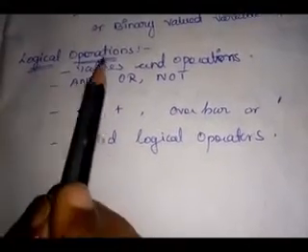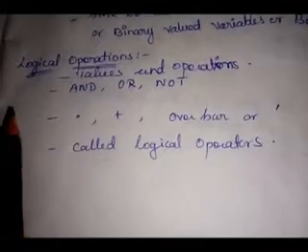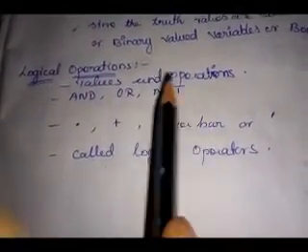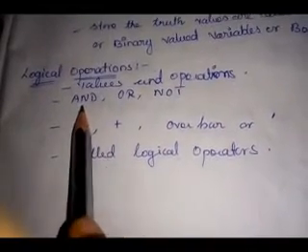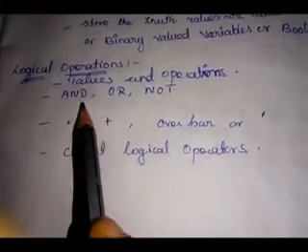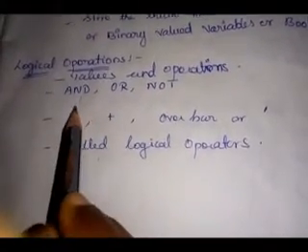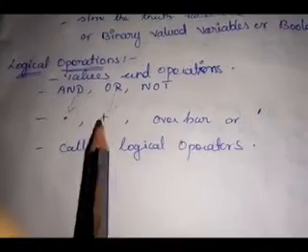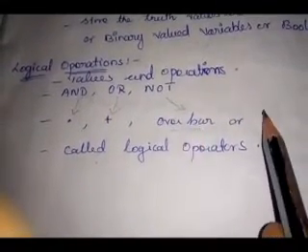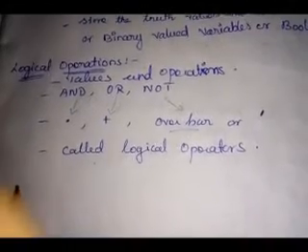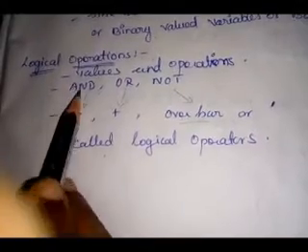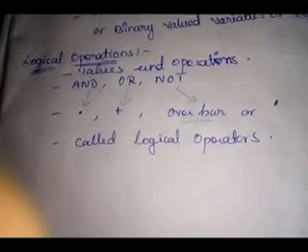Next topic is logical operations. Boolean algebra makes use of values and operations. The logical operations are AND, OR, NOT. These operations are represented by symbols. AND is represented by the dot symbol, OR is represented by the plus symbol, NOT is represented by over bar or apostrophe. These operators are called logical operators. That means AND, OR, NOT are called logical operators.